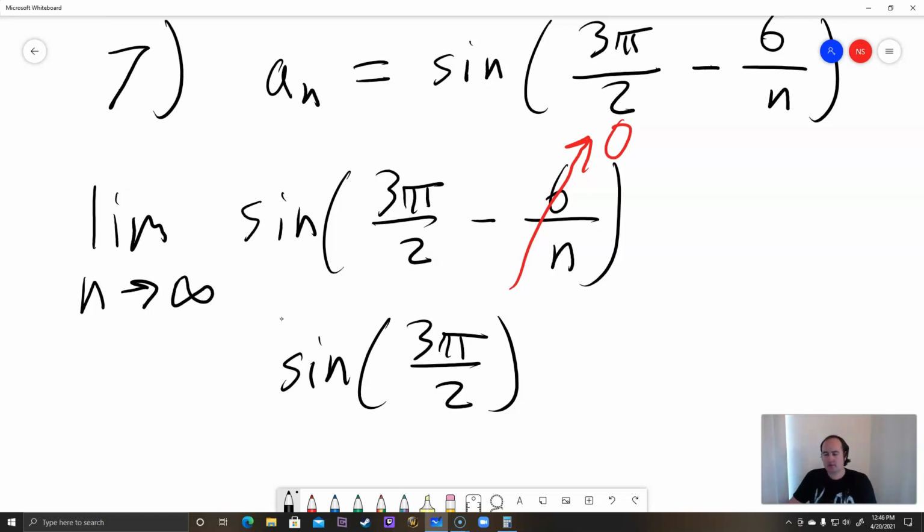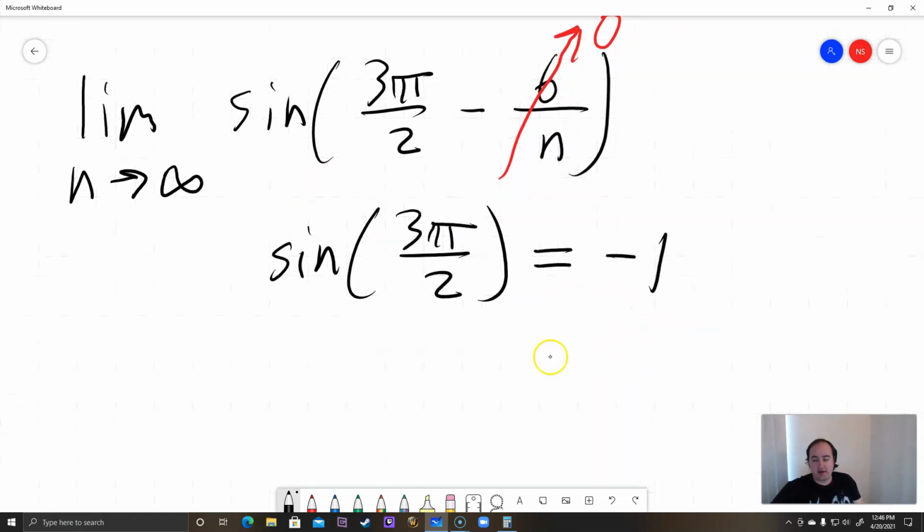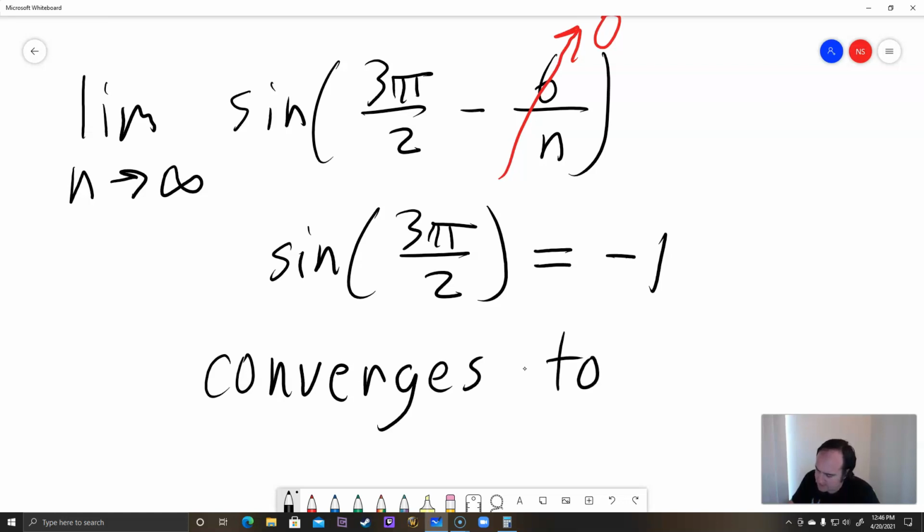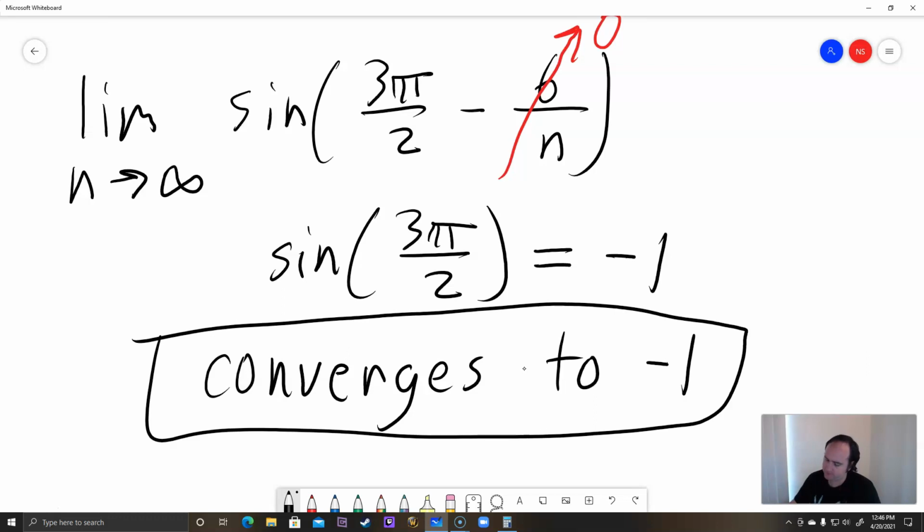Okay, so I'm not going to pull up the unit circle, but 3 pi over 2 is actually the negative y-axis. So that's going to give us -1, because sine is the y-coordinate, and we're at 270 degrees, which is the negative y-axis on the unit circle. So this is going to give us -1. And once again, because that is a finite number, this sequence also converges to -1. Pretty cool, huh?